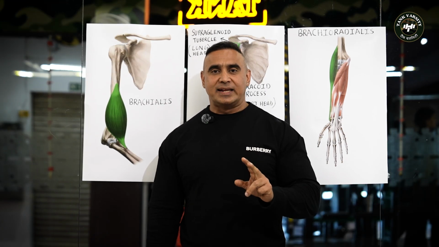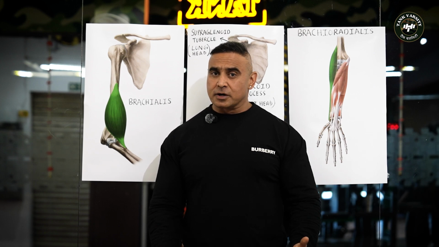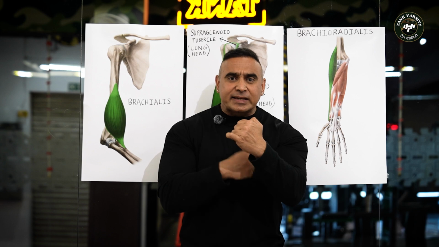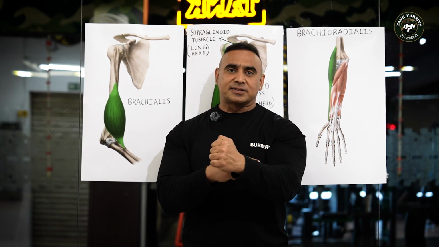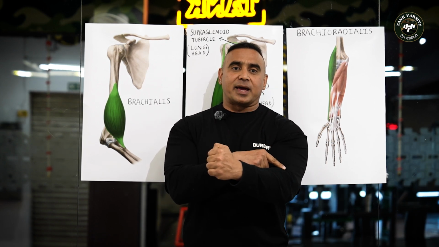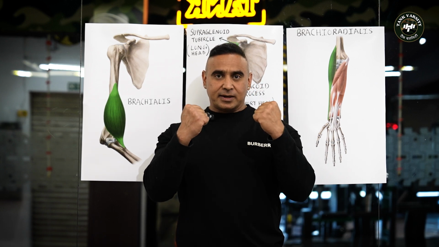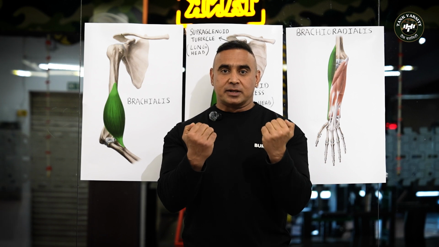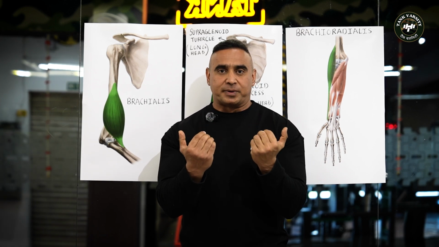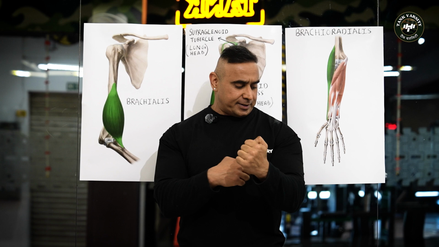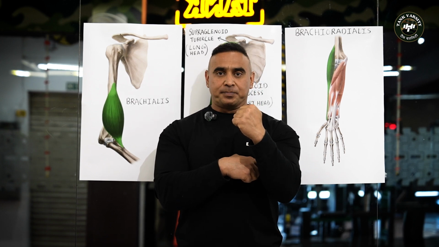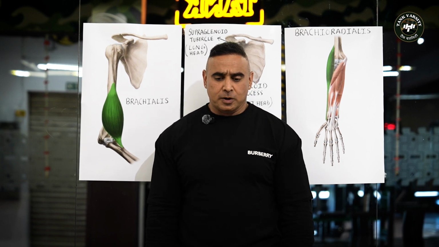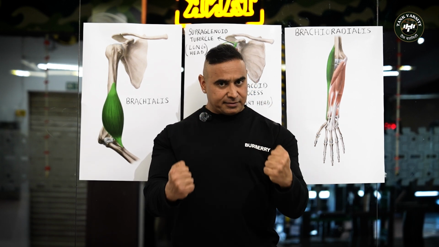Also, last but not the least, whenever you do any kind of a curl very fast, the concentric, everything kicks in: the brachioradialis, the biceps brachii and the brachialis. But when you do a slow eccentric, it is only the biceps brachii doing the needful, taking most of the brunt. So if you want your biceps to do the maximum effort and you want to grow your biceps, you need to do a concentric fast, eccentric slow.